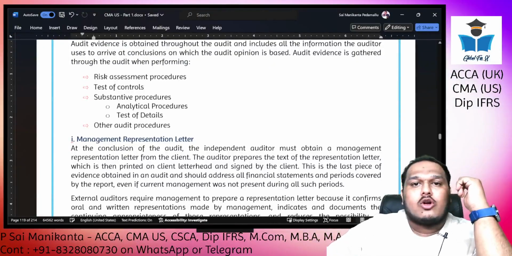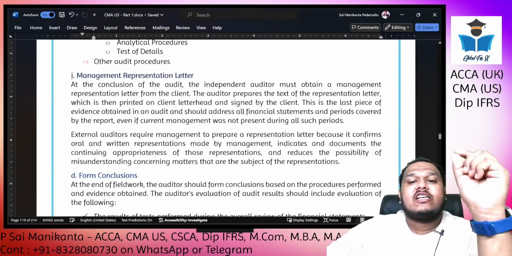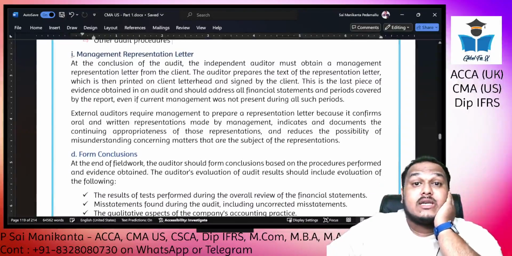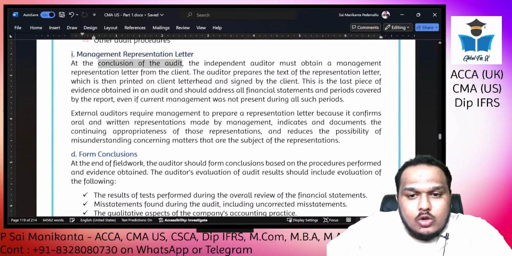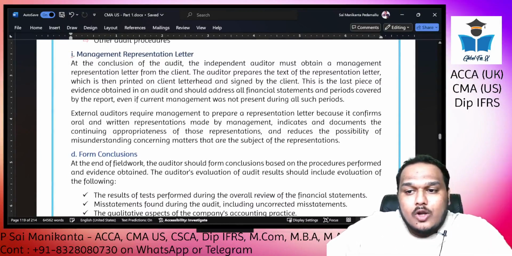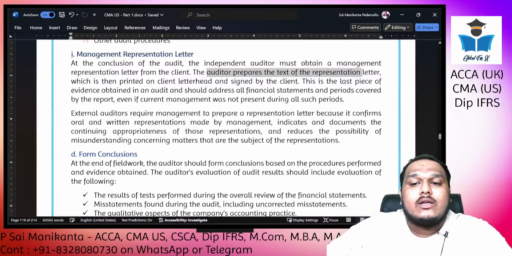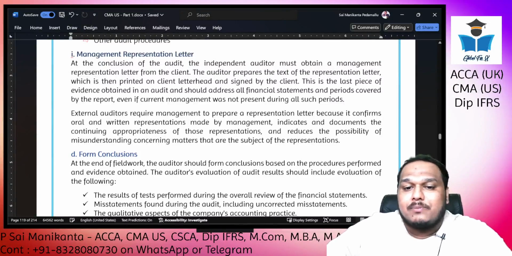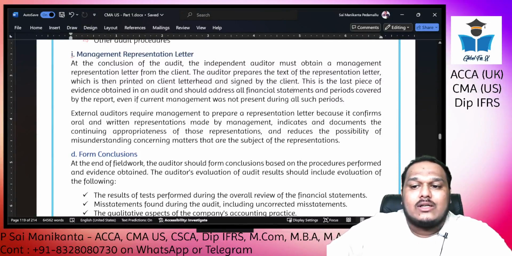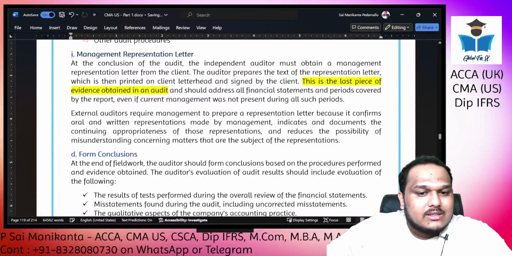Before you close out your audit procedures, you need to talk to the management, the board of directors, and get a representation letter from them. So what is this representation letter? At the conclusion of the audit, after you have gathered all your audit evidences, you have to obtain a management letter, a representation from the management. The auditor prepares the text of the representation letter, which is then printed on the client letterhead and signed by the management. This is the last piece of evidence obtained by the auditor and should address all financial statements and periods covered by the report, even if current management was not present during all such periods.